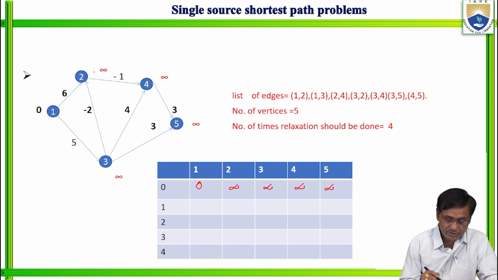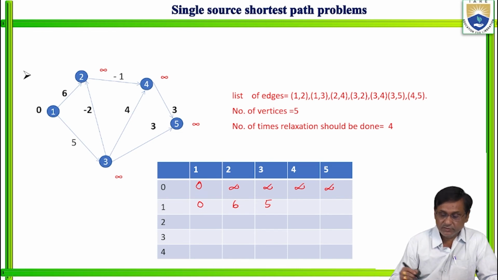What is the first relaxation? 1 to 2. 1 to 2 is 6 here. Then 1 to 3 is 5. 1 to 1 is 0 only. 1 to 2 is 6. And 1 to 3 is 5. Because these two are directly connected. And this is not connected. So that we can see the values.